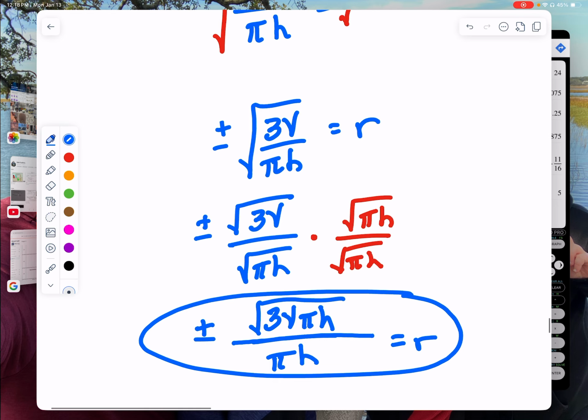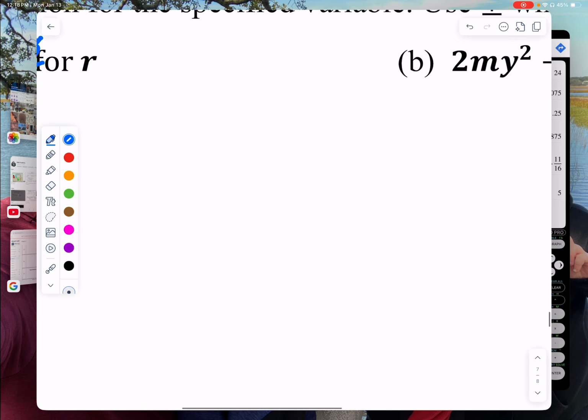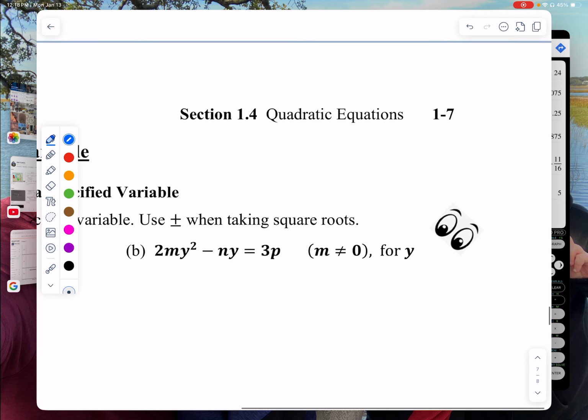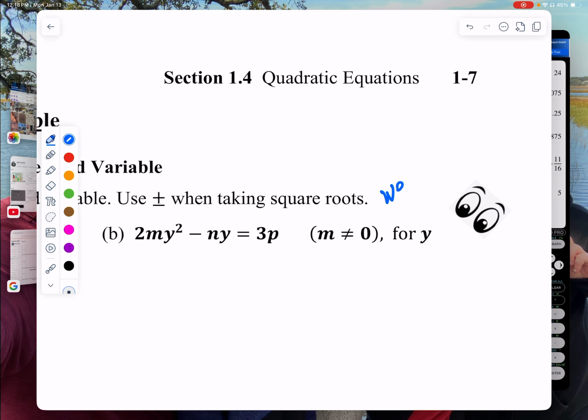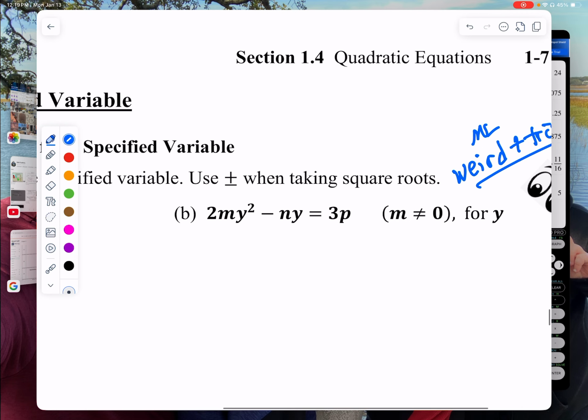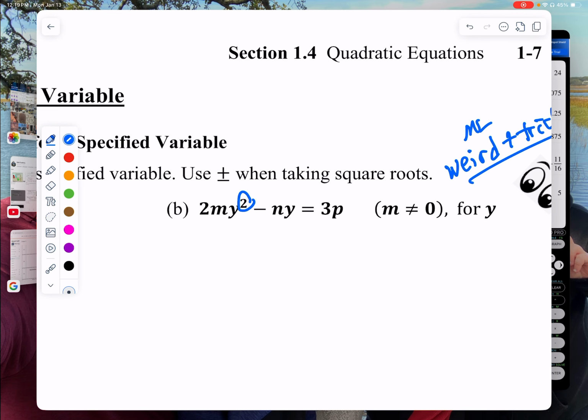All right. The very last problem is, I'm just going to tell you, it is weird and it is tricky. Weird and tricky. Okay. Which is a MyLab favorite. They love weird and tricky. All right. Notice that this has something squared. So they want us to solve for y, and that y is squared. All right. So I can't factor this thing. There's no way I can factor it.